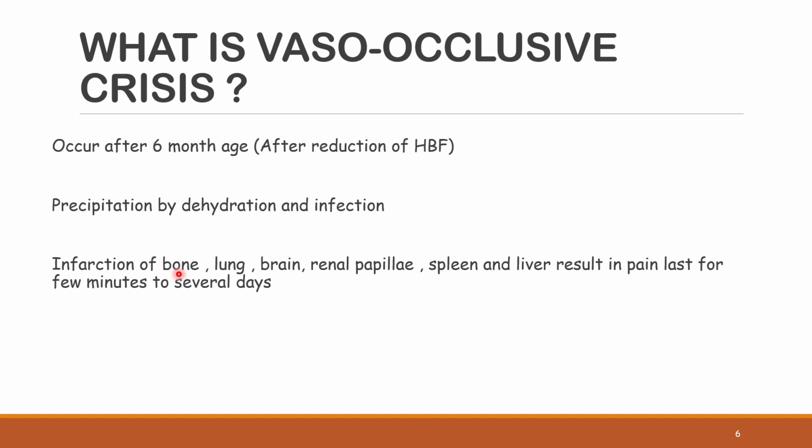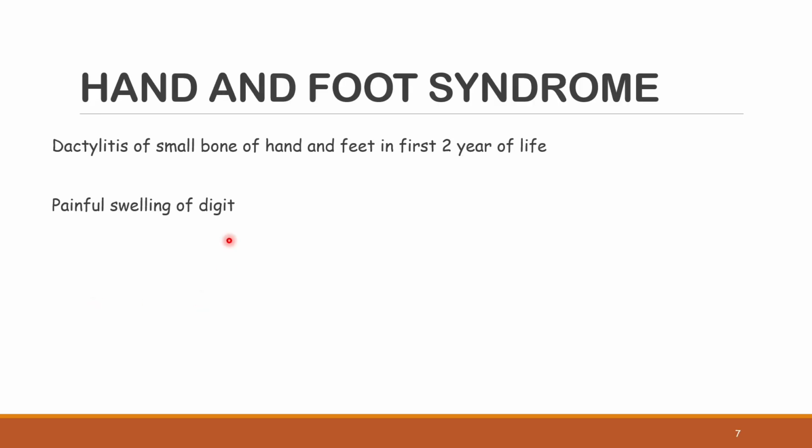So because of sickled RBC vaso-occlusion, there could be necrosis in the bone, lung, brain, renal papilla, spleen, and liver. Because of low blood supply, coagulative necrosis will occur, which is known by the name infarction. So infarction is nothing but an ischemic coagulative necrosis. And because of this infarction, the patient will have tremendous pain, and it will last from a few minutes to several days. The patient will complain of pain according to the affected organ.